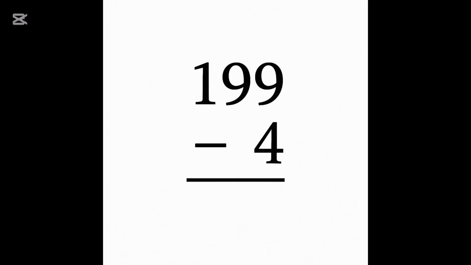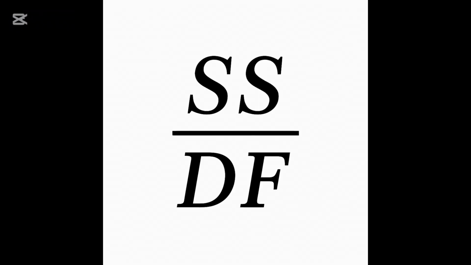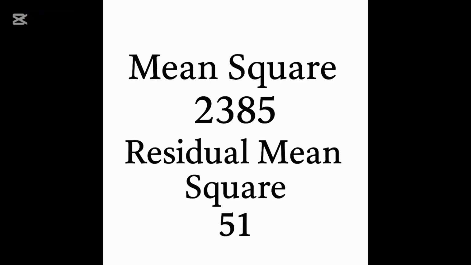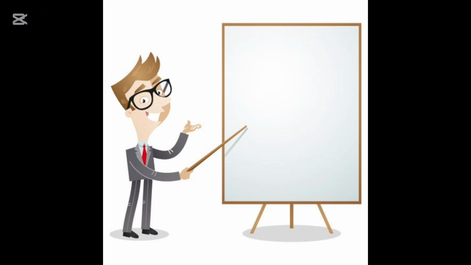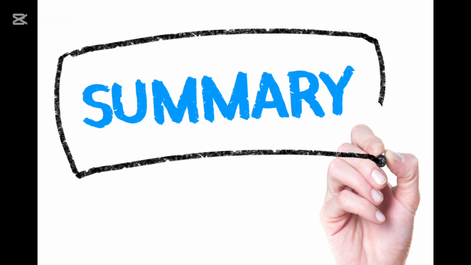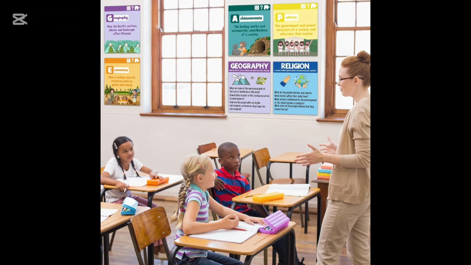Now the mean square values are calculated by dividing SS by DF. The model mean square is 2385 and the residual mean square is 51. Now I will explain the overall model summary. The number of observations is 200, which means data from 200 students were used.